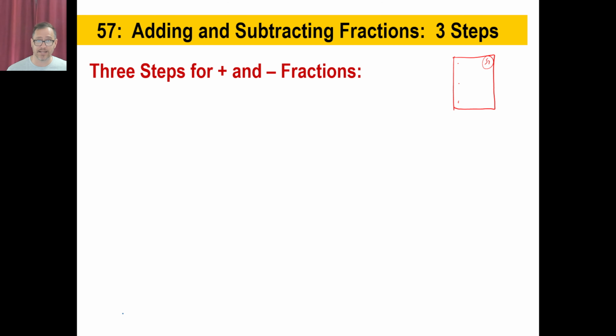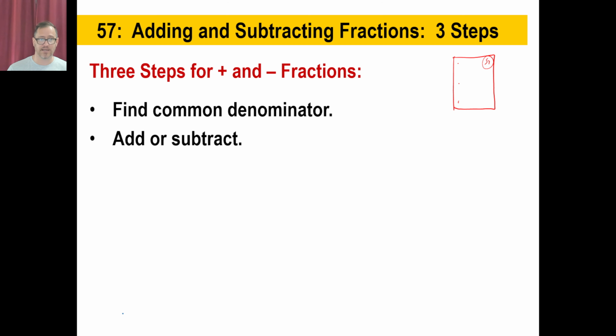Three steps for adding and subtracting fractions. Number 1, find the common denominator. Make sure you're knowing your times tables and your division tables. That really helps. Second is add or subtract. The third is reduce. Now, again, reducing is almost the same thing as knowing your times tables. Because when you see something like 15 over 24 and it says reduce that, you better know that 15 and 24 are both multiples of 3. So you reduce that to 5/8, for example.